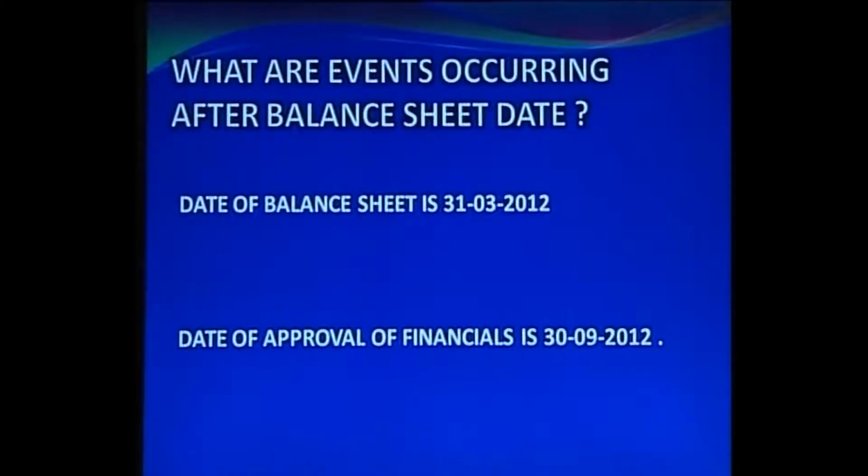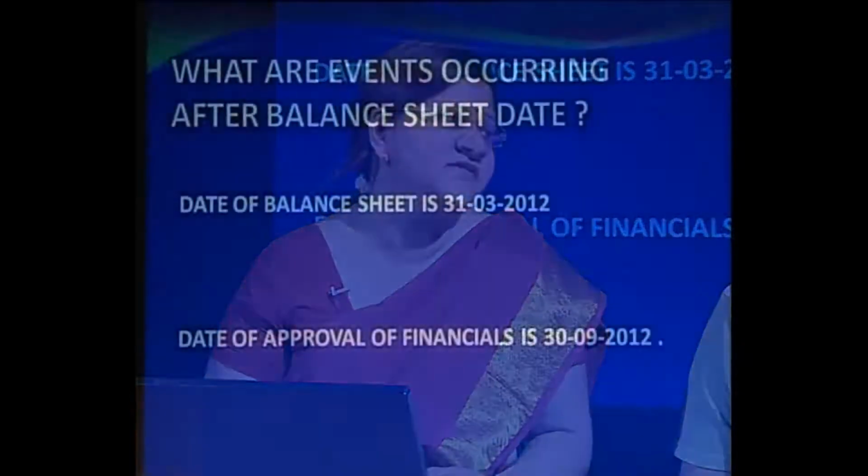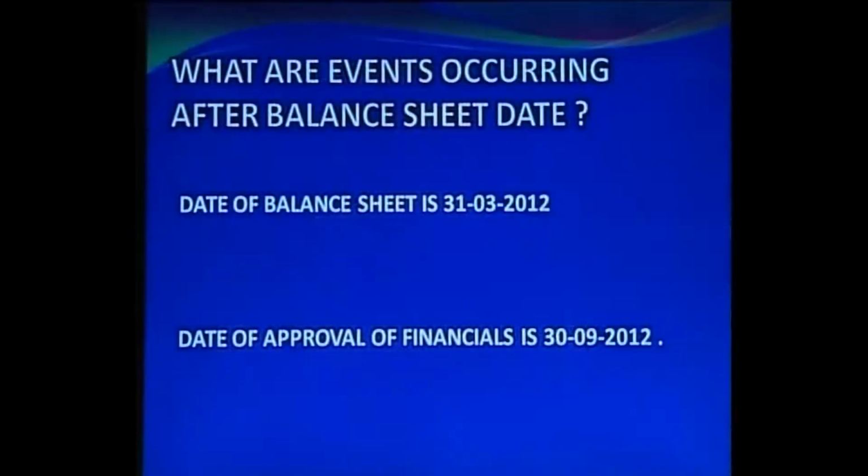Say for example, on 30th August there was a fire in the factory premises. So, we need to account for this fire under events occurring after balance sheet date in the light of AS4. There are certain disclosure requirements, or we need to do the adjustments in the assets and liabilities depending upon the nature of the transaction. Further, we have classified these transactions into two parts.